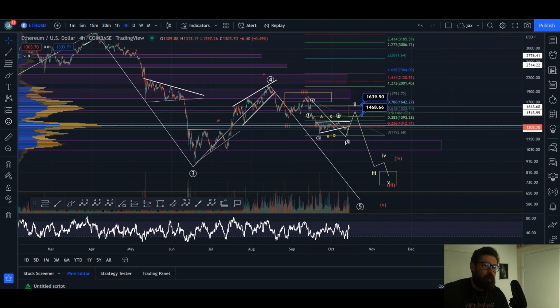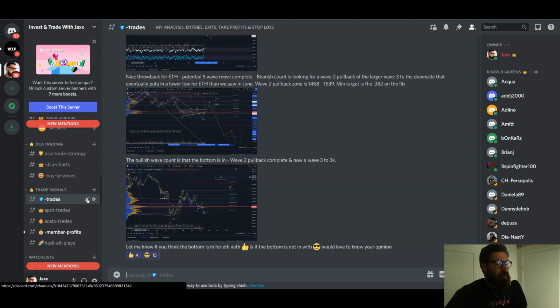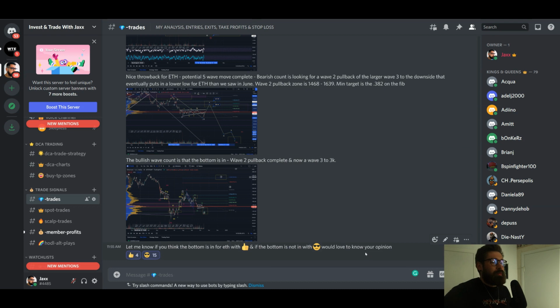I did release a poll here on the Discord asking my members if they thought the bottom was in for ETH. 15 people do not think the bottom is in and think we will create a lower low, including myself. But of course, we could all be wrong, and 4 people think the bottom is in.